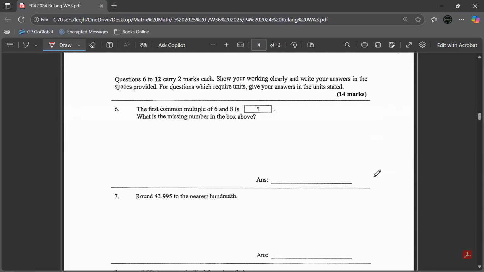Okay, this one is short structured questions. So the first common multiple of 6 and 8 is what? So you just need to write down the multiples. So times 6 and times 8. Right? So first common multiple. So this is 6, 12, 18, 24, 30, 36, and so on. Right? So 8 times 1 will be 8, 16, 24, 32, 40, and so on. So which one is the first common multiple? Which means the first multiple, the lowest common multiple, is 24.